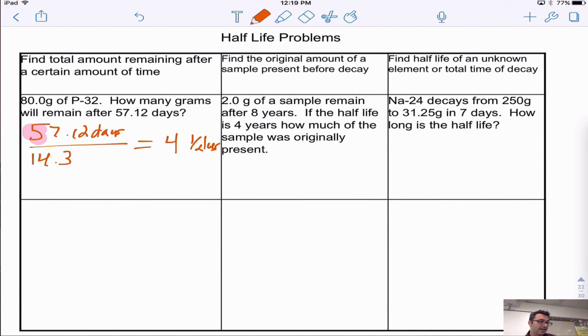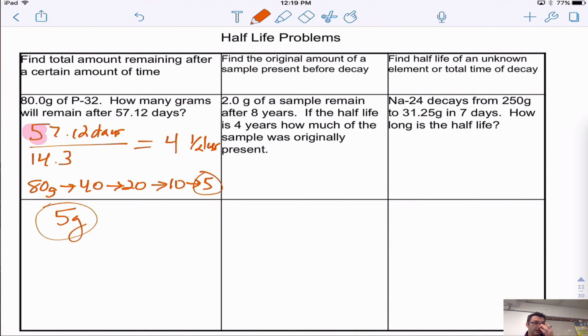Well, how much would remain after that time? So let's see here. We have 80 grams. Then we go to 40. That's 1 half-life. 20, 2 half-lives. 10, 3 half-lives. And 5, 4 half-lives. So I'll have 5 grams remaining.